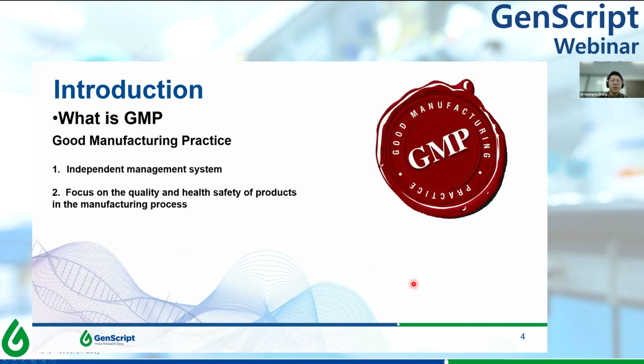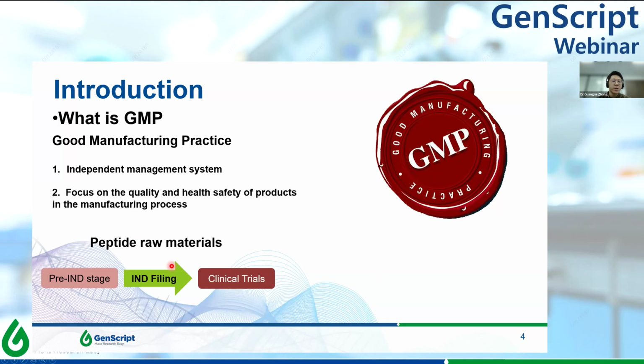So what is GMP and what can GMP guarantee for product quality? GMP, the full name is Good Manufacturing Practice. It is an independent management system that focuses on the quality and safety of the product in the manufacturing process. So usually we use it as the basic guideline for pharmaceutical production and quality management. It is applicable to key processes that affect the quality of the finished product in the production of the raw material and even the entire process of pharmaceutical preparation production.